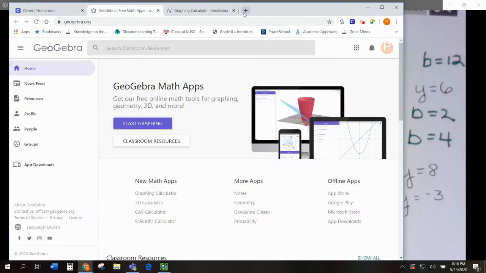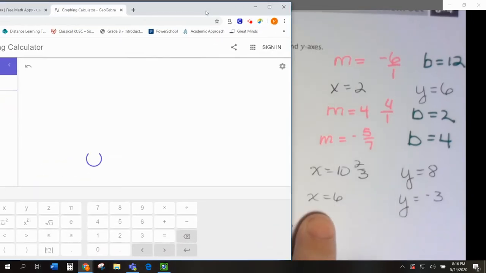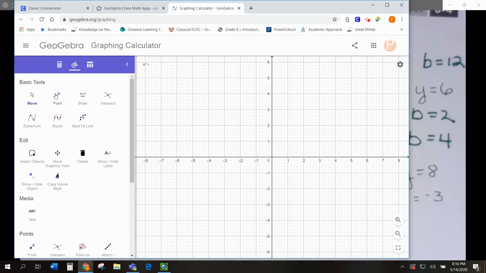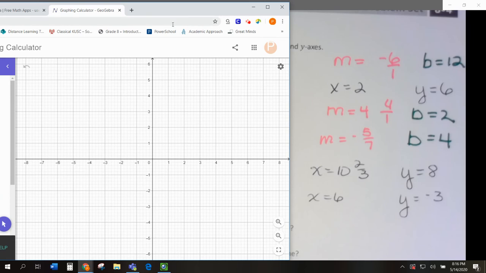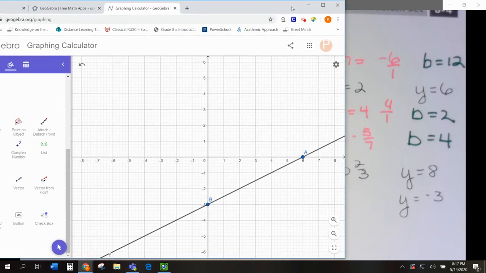Okay, let's go on to number 6. We have the x-intercept is 6, the y-intercept is negative 3. So let's plot our points: x at 6, y at negative 3. 6 and negative 3, and we're going to connect them with a line. And there we go, so that's number 6.